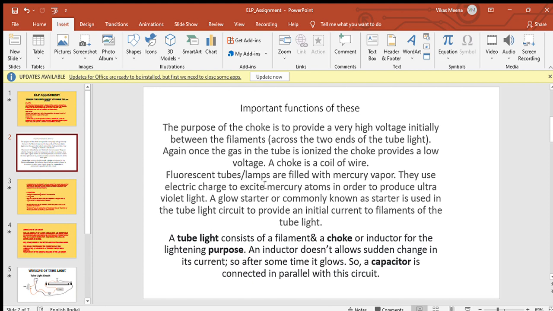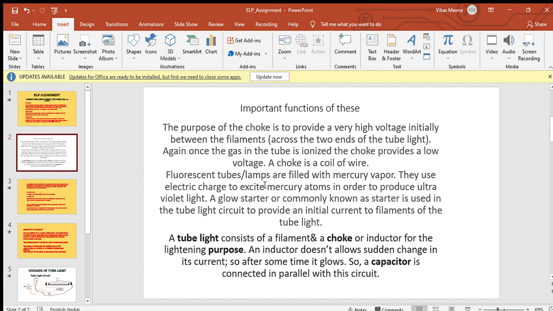Now for the choke, the choke plays a very important role in a tube light. In the absence of this choke, the tube light will get flashed due to a very high substantial amount of current flow. The main purpose of the choke coil is to limit the current flow. The choke is connected in series with the phase. The choke is also used to induce high voltage.